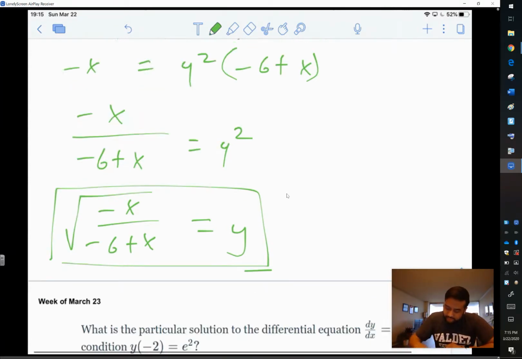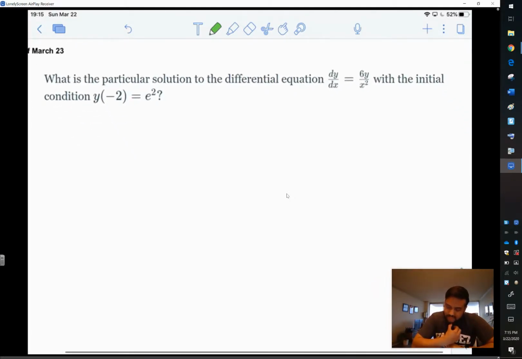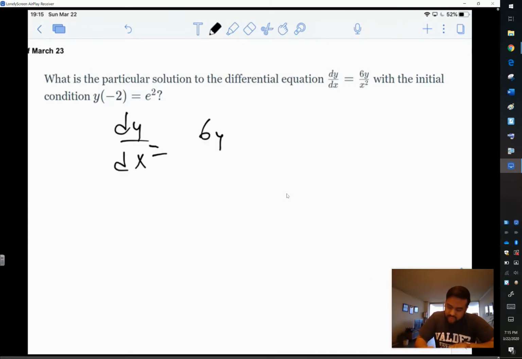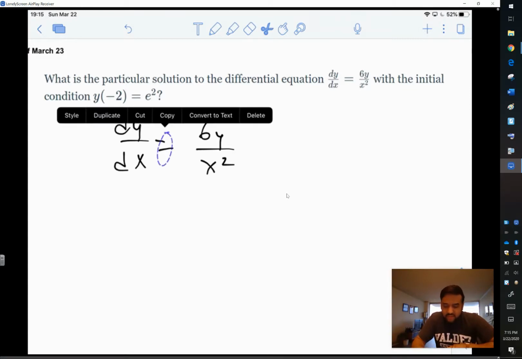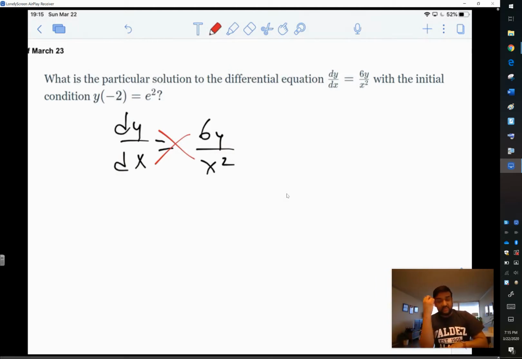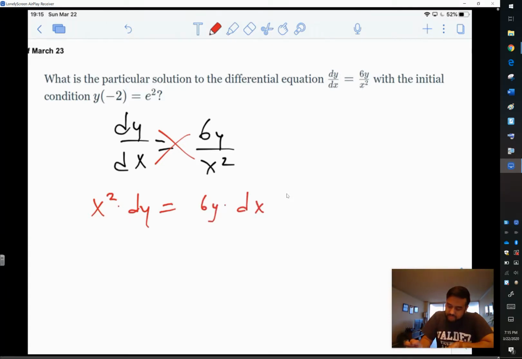One last example to bring it home. This one reads dy dx is equal to 6y over x squared. I'm going to do a slightly different strategy this time in terms of starting this. Rather than multiplying both sides by dx, which I could, you've seen that, I'm actually going to cross multiply. It's just sort of like having similar triangles or proportionality from earlier math classes. It's very similar. So I get x squared dy equals 6y dx, right?